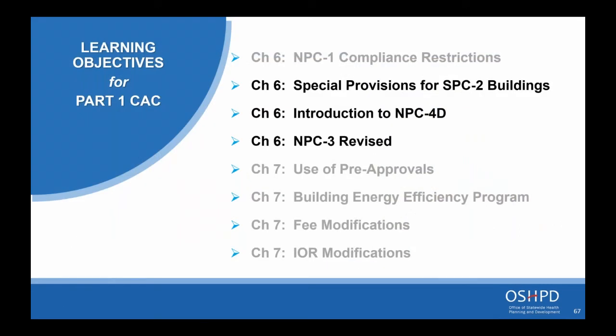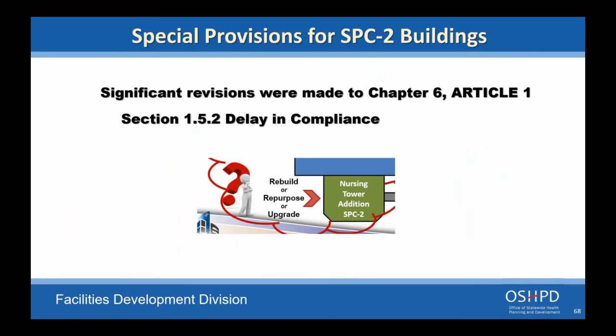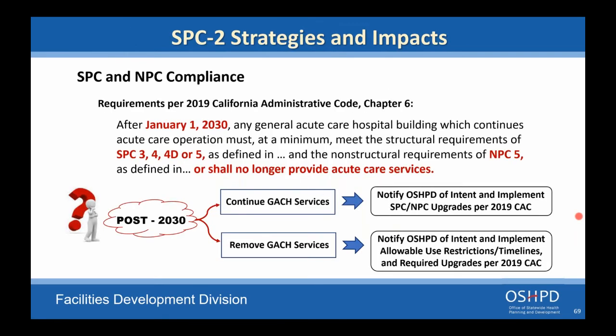So what provisions do we have for SPC 2 buildings coming in? Again, here's our SPC 2 building in the diagram. Do we rebuild, repurpose, or upgrade? So after January 2030, these buildings must have general acute care services removed from them if they have not been upgraded to NPC 5 and SPC 3, 4, 4D, or 5. Okay.